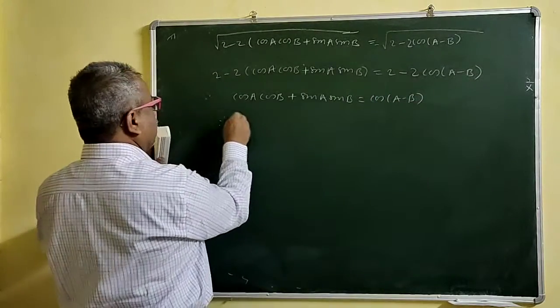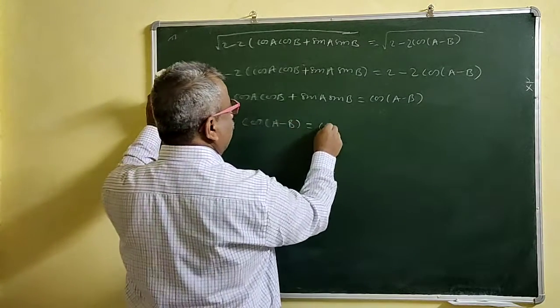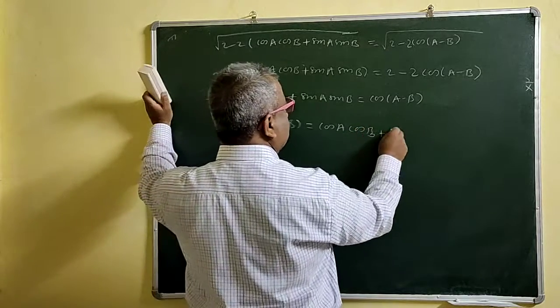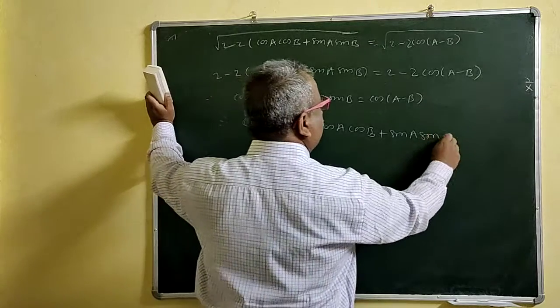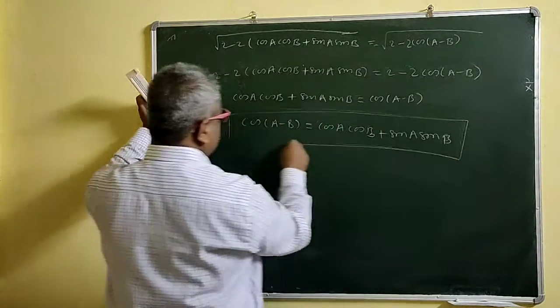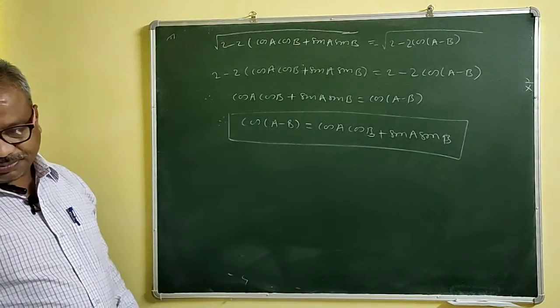And therefore we get a formula now. Cos of (a minus b) is equal to cos a cos b plus sin a sin b. This is a very important formula we get.